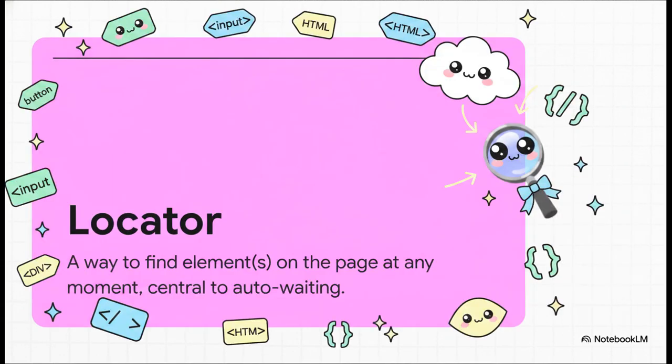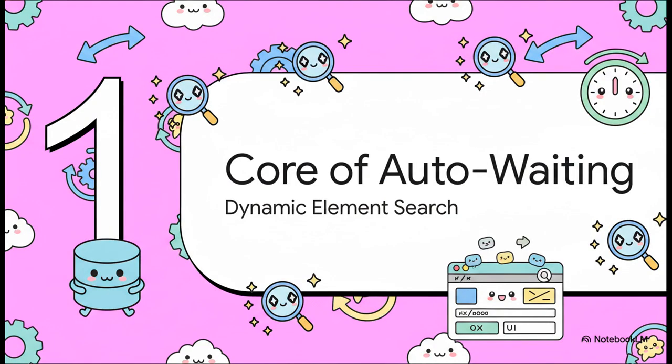Right, so to fix that flakiness, we first have to understand our main tool. A locator is the absolute central piece of Playwright's auto-waiting and retry-ability architecture. It's not just a basic string. It represents a dedicated way to find elements on the page at any given moment. Basically, what this means is that it resolves to a fresh DOM element right before every single action you take, so it handles all those dynamic framework re-renders automatically. And that brings us to Chapter 1, the core of auto-waiting.